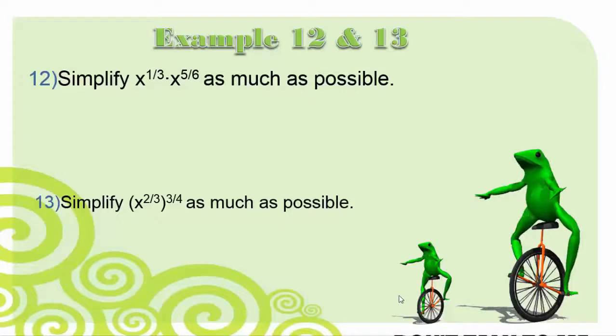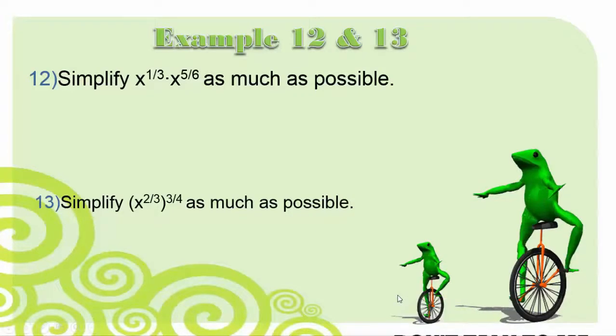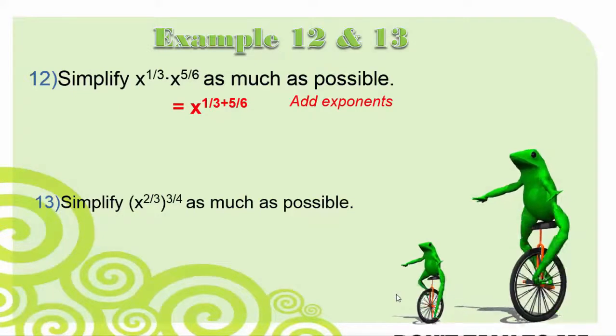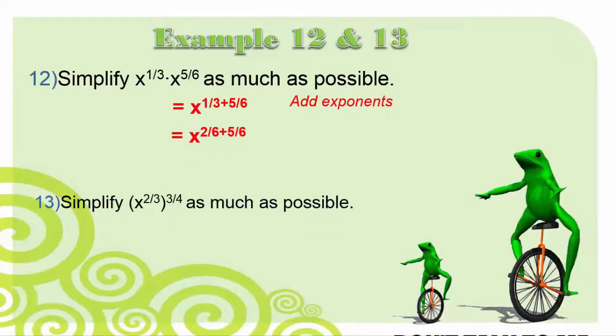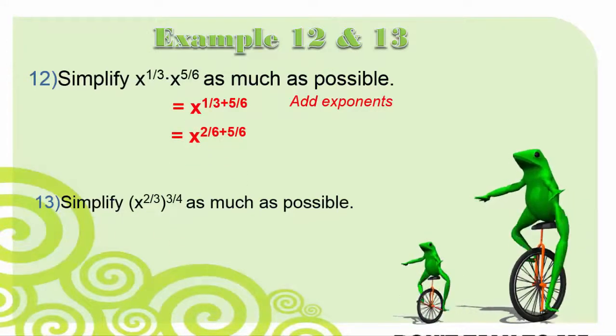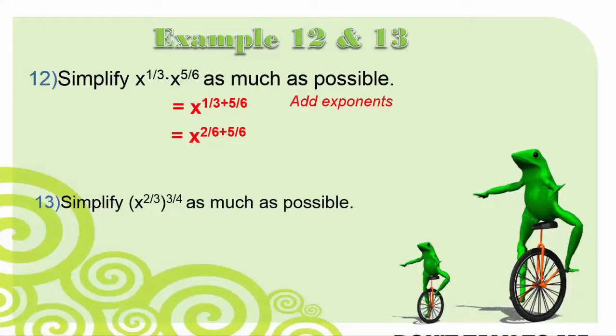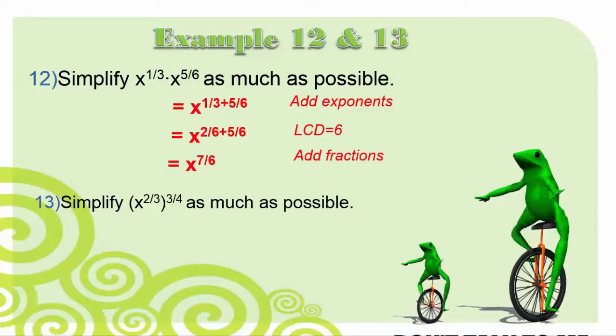Reviewing what we just did in example number 12, we added up the exponents, but these exponents are fractional exponents, so we had to do fractional addition. And we found that we had to find the lowest common denominator, which was 6. So 1/3 becomes 2/6 plus 5/6, and we added up those two fractions to get 7/6.